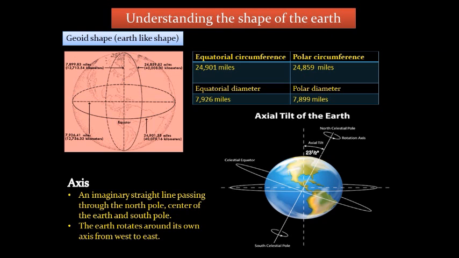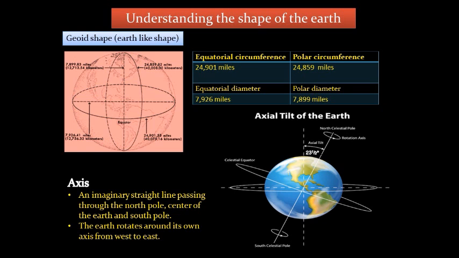Understanding the shape of the Earth. Initially it was believed that the shape of our Earth was flat, but later, due to various scientific measurements and observations, we came to the conclusion that our Earth is more spherical in shape, but it is not a complete sphere. It has its unique shape. That shape is called geoid shape, that is, Earth-like shape.